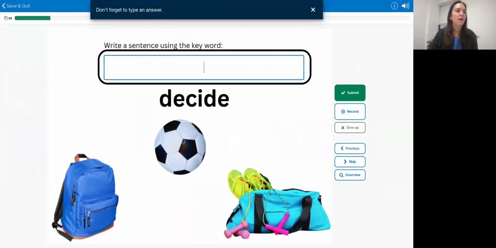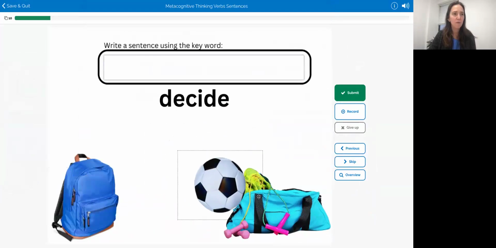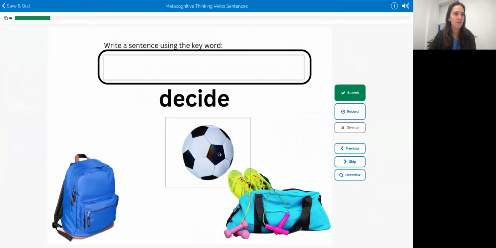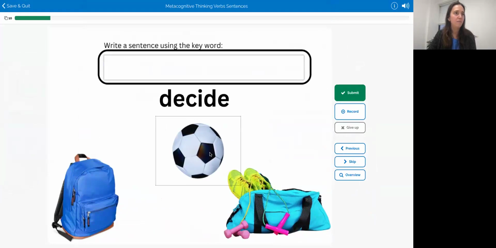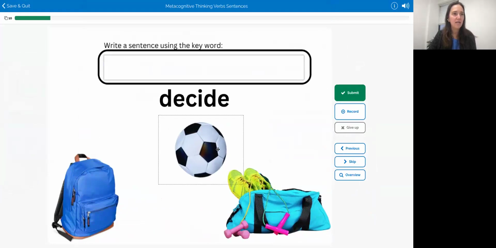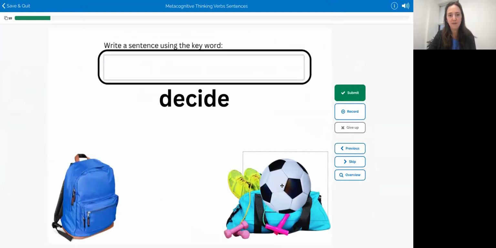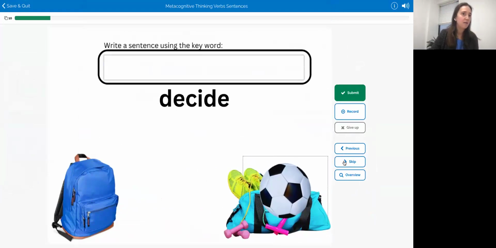Okay. And this one, I have to think of a sentence with the word decide. And here's some help to think of a word with decide. I decided I needed my bigger bag to fit the soccer ball into. Okay, so it's just a chance to give students some salient cues to build sentences and highlight some of these metacognitive thinking verbs.